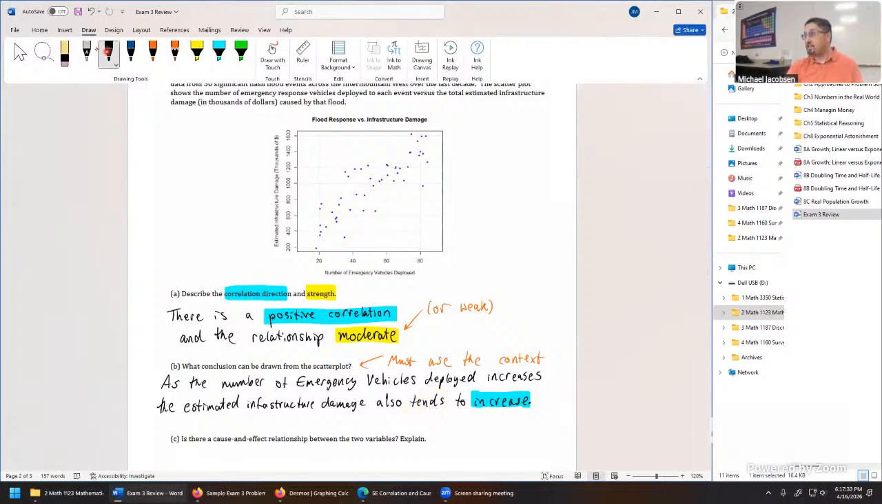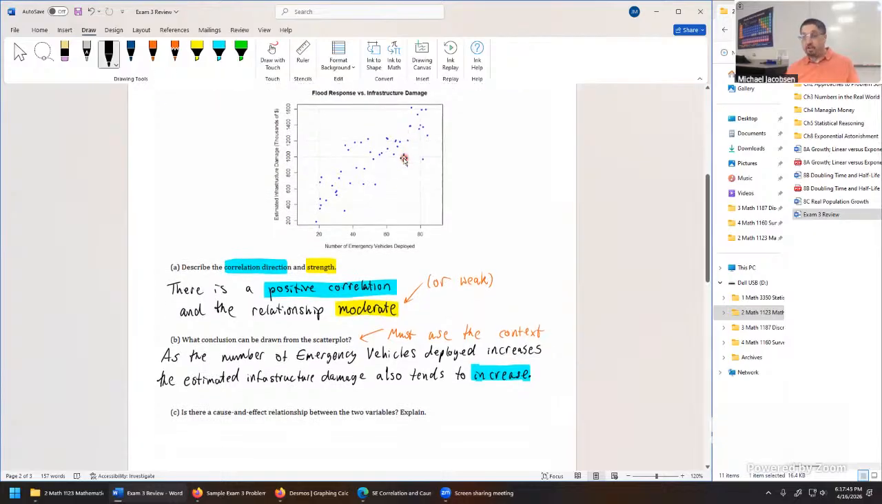When it asks if there's a cause and effect relationship between the two variables, in some cases that might be a yes, so we have to carefully analyze the context. But for this case, much like the one that we did in the lecture notes, I would say that this one would be a no. We have to explain this is about flash floods, but as far as flash floods go, it's the severity of the flash flood that's affecting both the number of emergency vehicles deployed and the total amount of damage that's being estimated. So we'll say here briefly, no, the two variables aren't causally related.